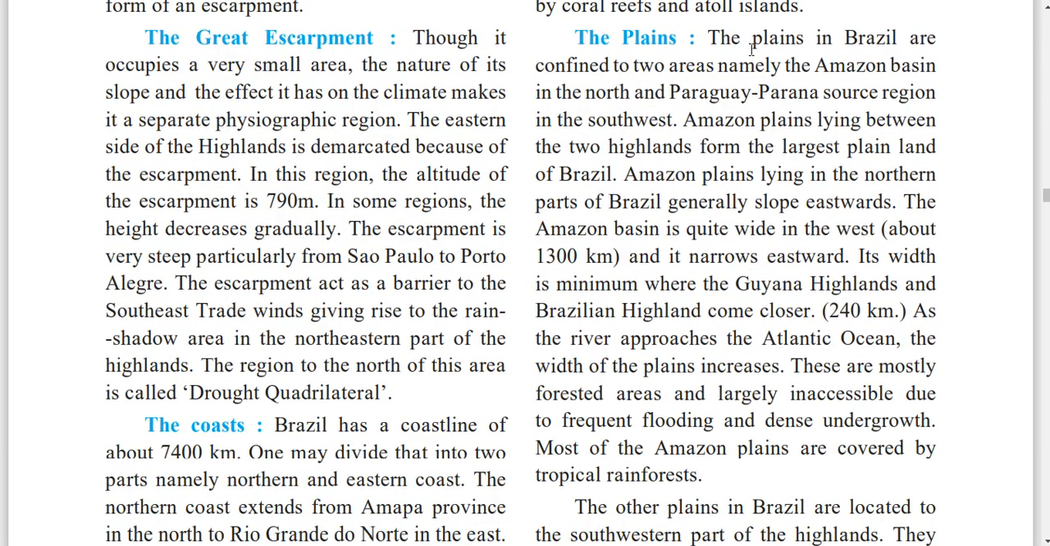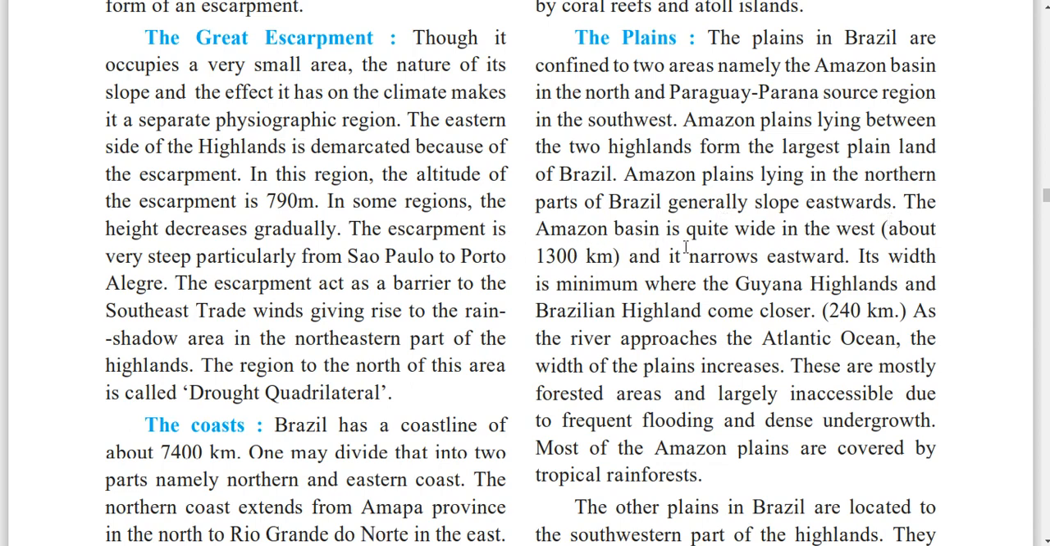The plains. The plains in Brazil are confined to two areas, namely the Amazon basin in the north and the Paraguay-Parana source region in the southwest. The Amazon plains, lying between the two highlands, form the largest plain land of Brazil. The Amazon plains, lying in the northern parts of Brazil, generally slope eastwards.